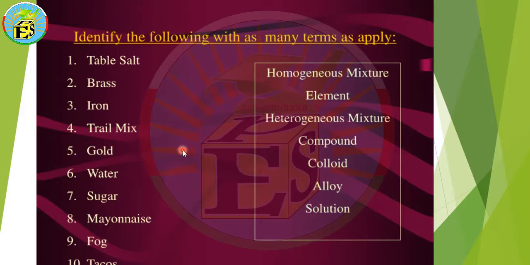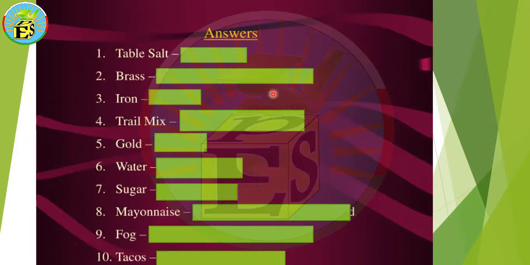This is a quiz, a simple quiz. Identify the following with as many terms as apply. Salt: is it a solution, alloy, compound, heterogeneous mixture, element or homogeneous mixture? It's a compound. Good. And let's see the answers.